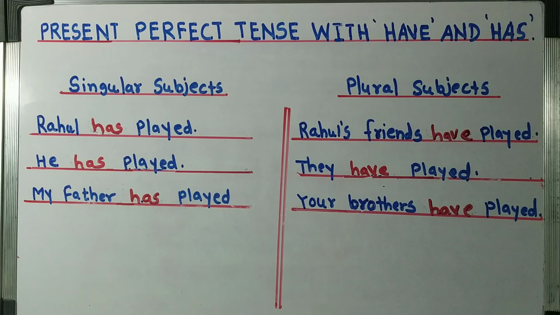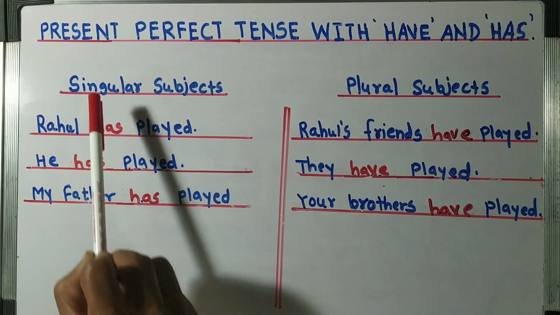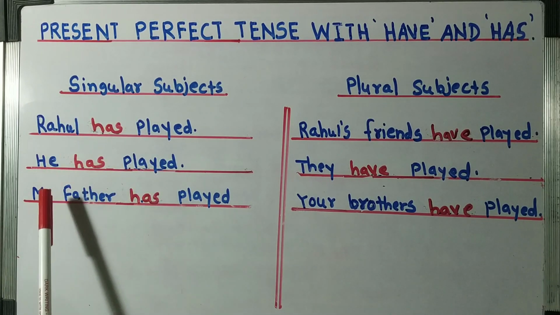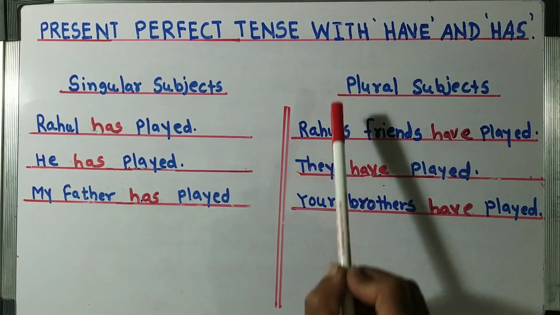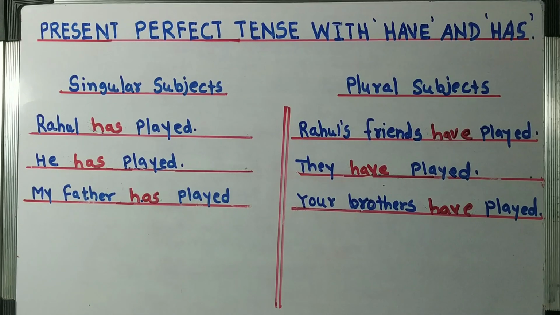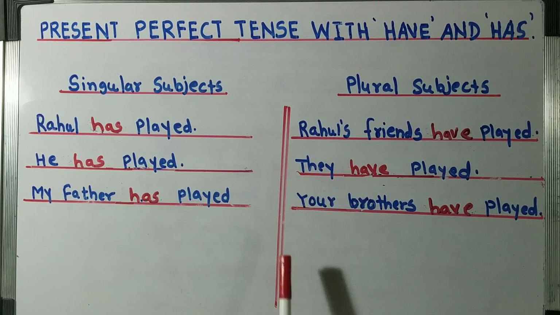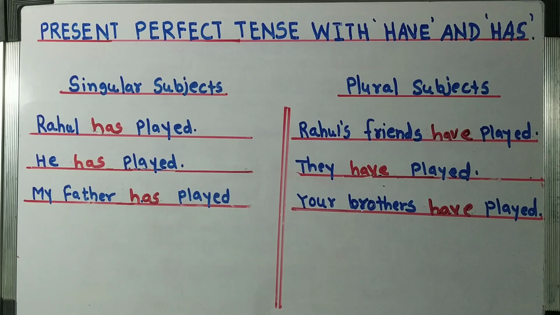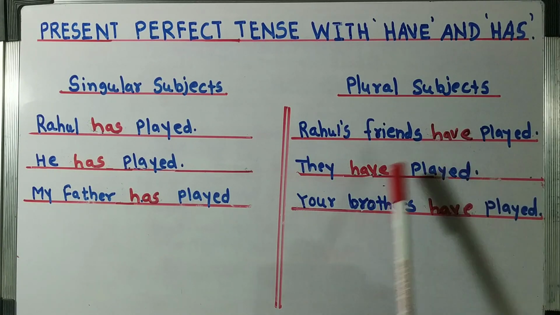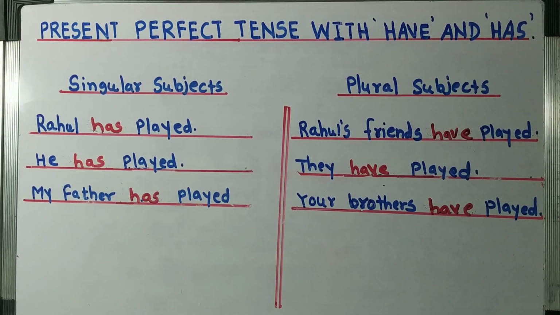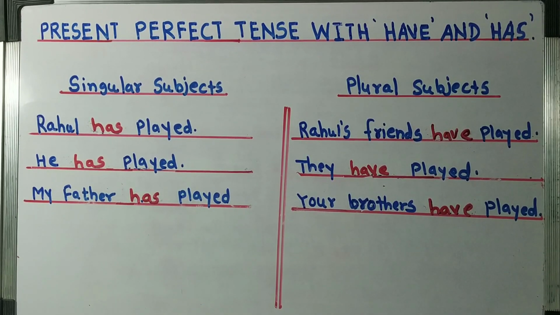Friends, let's understand this use of have and has in great detail. Here I have taken singular subjects. Rahul, he and my father are singular subjects. And after these singular subjects, we have made use of the word has. Similarly, here I have taken plural subjects: Rahul's friends, they, your brothers. All these subjects are plural, and whenever we make use of plural subjects, we have to make use of the word have. Let's read each example and try to understand this use of have and has.